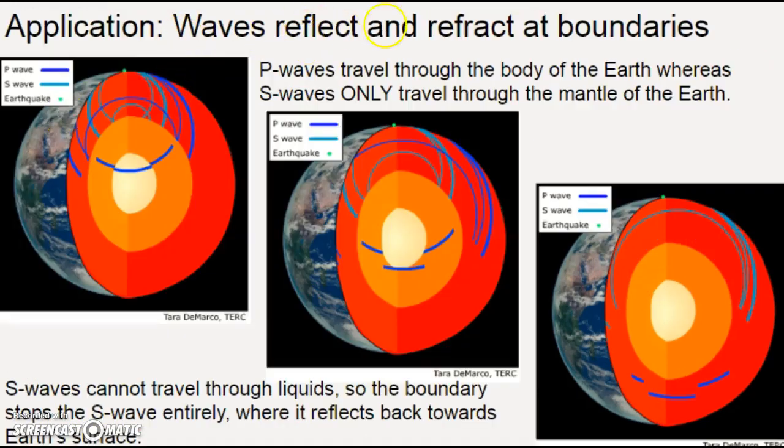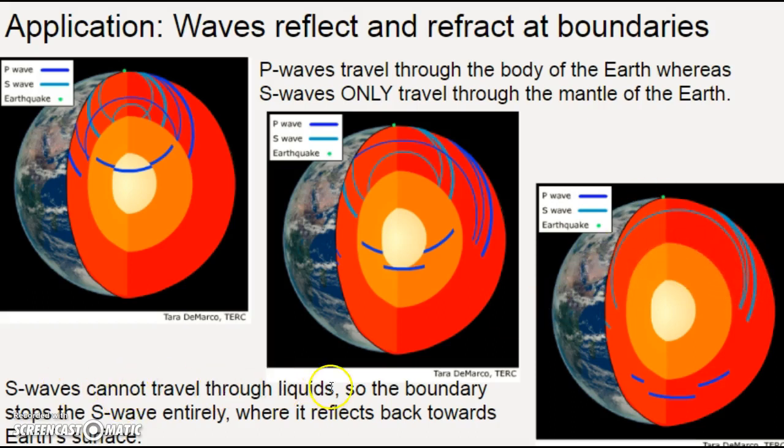So waves both reflect and refract at boundaries. Primary waves travel through the body of the Earth, whereas S waves only travel through the mantle. We can see this here. When an earthquake occurs at the epicenter, we would find primary waves traveling outward in all directions in these circular patterns. We would find that S waves also travel out, but S waves only reflect back at this boundary. Therefore, we see primary waves traveling through the Earth, whereas S waves travel through just the mantle. So that's why we get this characteristic pattern.